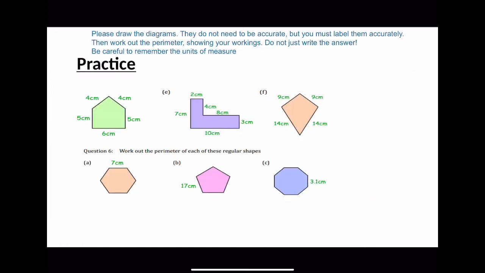Please draw these diagrams. They don't need to be accurate, but you must label them accurately. That means that they aren't drawn to scale, but the labels will tell you what each side measures. Then you've got to work out the perimeter and show your workings. Do not just write the answer. Be careful to remember the units of measure and make sure, even though your diagrams may not be accurately drawn, they must be drawn with a pencil and a ruler. Pause the video now.